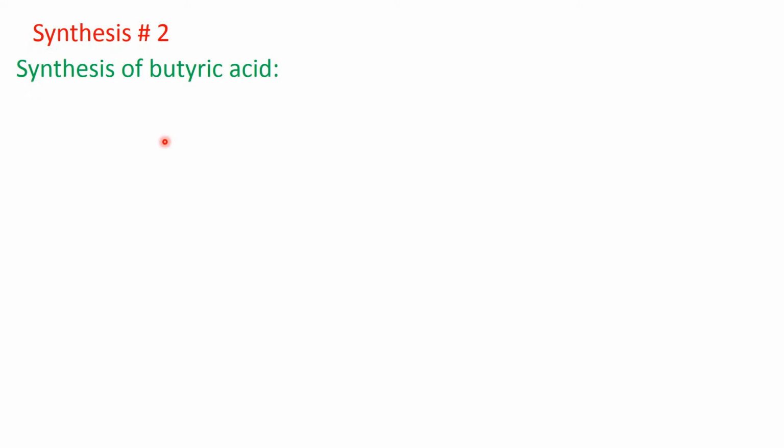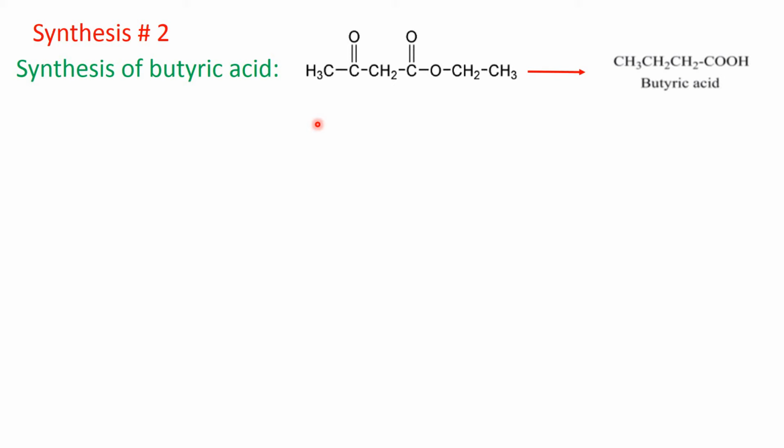Now synthesis number 2, synthesis of butyric acid. So this is ethyl acetoacetate. From here you have to prepare butyric acid. Now, this is an acid, so obviously you have to go for acid hydrolysis. Now for acid hydrolysis, this is the cleavage point. So this part is constant, acetic acid, this part is constant, ethanol, already I have told you. So we have to see this part. We can synthesize from this part in acid hydrolysis.